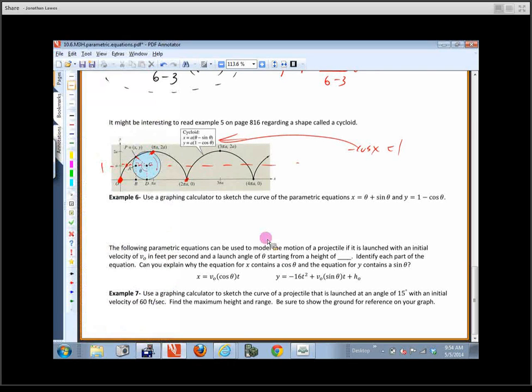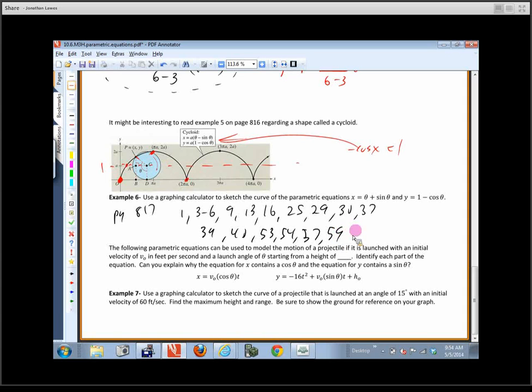Let's see, tomorrow at the very beginning, I will show you how to do these last couple. They're pretty easy. Let me write down the homework so you can get started on it. So write this down. This is page 817. 1, 3 through 6, 9, 13, 16, 25, 29, 30, 37, 39, 40, 53, 54, 57, 59. Come tomorrow with about 7 problems done, and that's good.